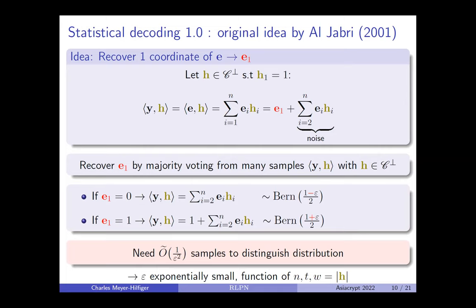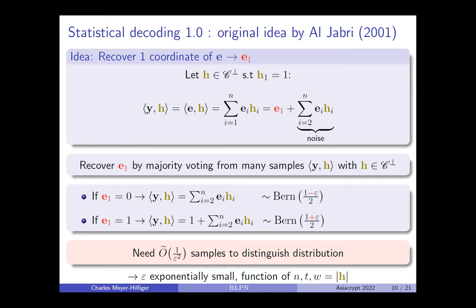What it will try to do is recover one coordinate of the error at a time. For example, let's say we want to recover the first coordinate of E, E1. If we consider a parity check h such that h1 is equal to 1, I can compute y dot product h, which is equal to e dot product h, which is equal to this sum. This is either 0 or 1. And I can extract the first term of this sum, being e1, plus the rest of the sum.